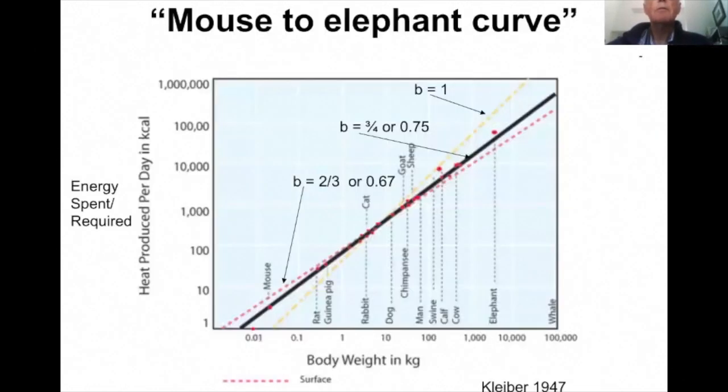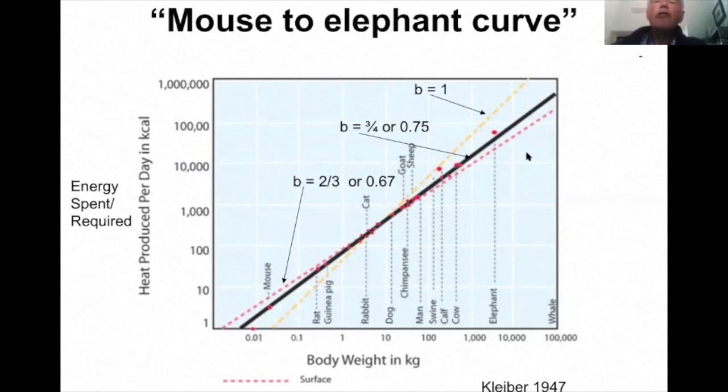Okay, now I'm going to move to another figure that is a famous figure from physiological ecology, and this is called the mouse to elephant curve, or the Kleiber curve. And it isn't a curve, it's a line, because again, it's plotted on a log-log scale. It's actually a curve in reality, but in log-log space, it's a line.